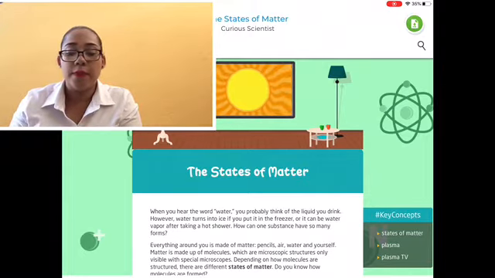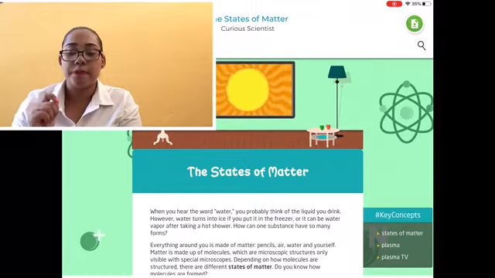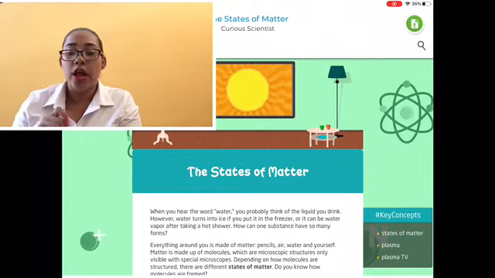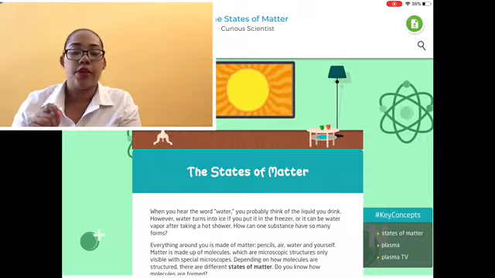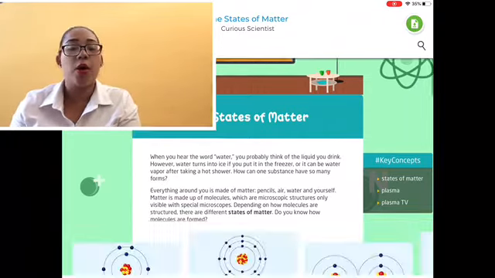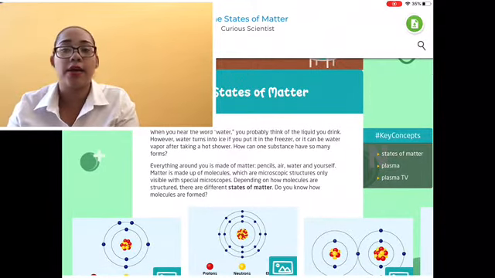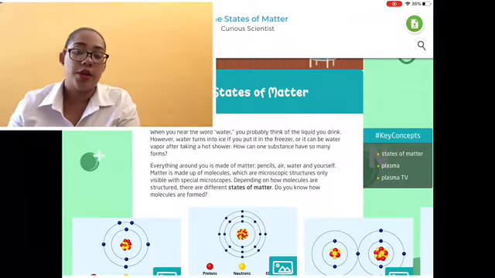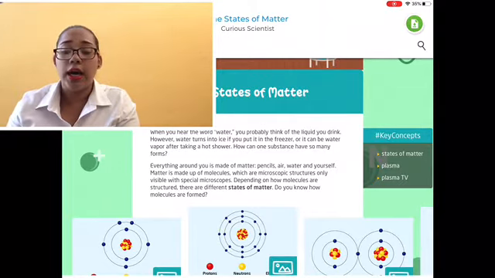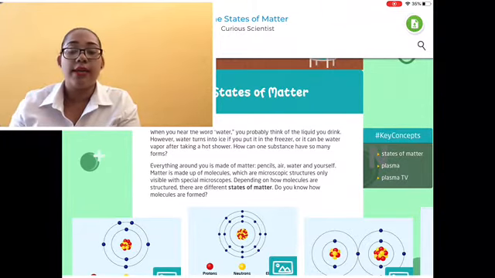Matter is made of particles, which are microscopic structures only visible with special microscopes. Depending on how molecules are structured, there are different states of matter. Do you know how particles are formed? Does someone have an idea how this can be formed? Great.